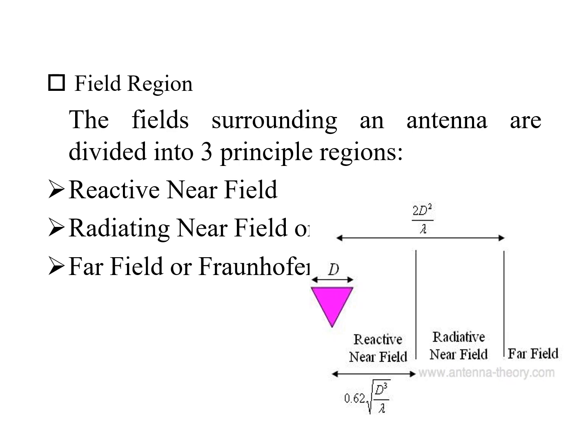In this region, the angular field distribution is independent of the distance from the antenna. It is the region greater than 2D squared by lambda.